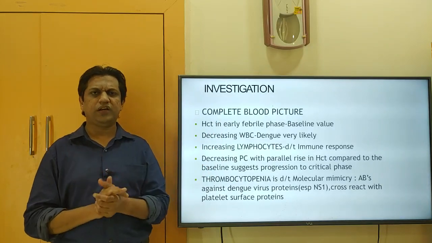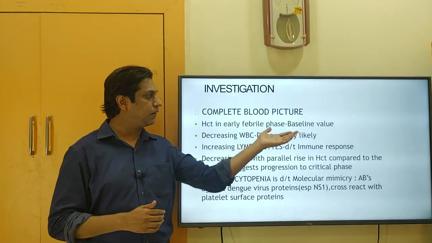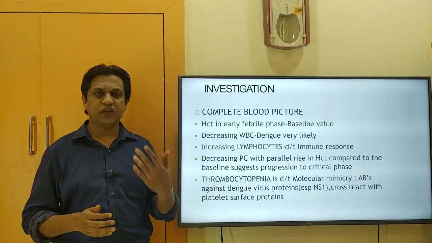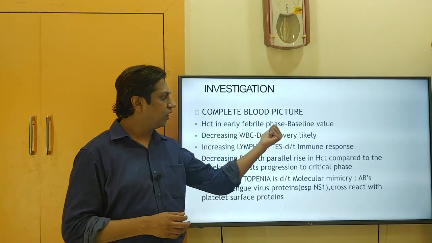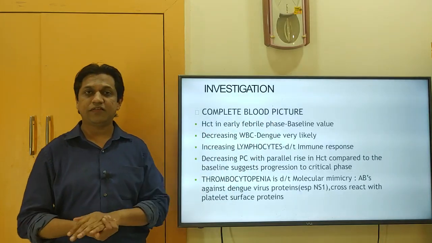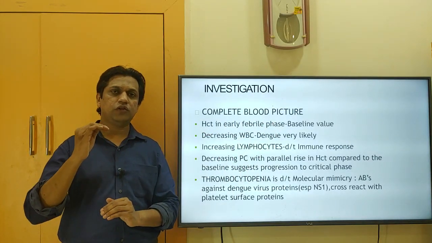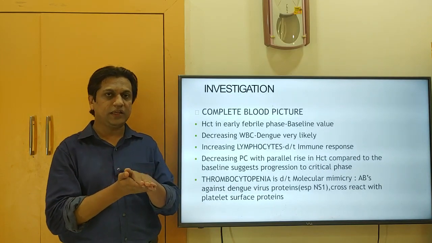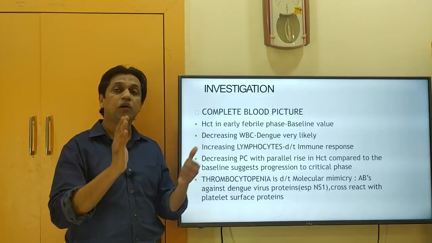So generally for any disease we just do the routine blood investigations like complete blood picture. So here complete blood picture like hemoglobin, RBC, WBCs, platelets and the hematocrit. So in the early phases the hematocrit level will be at the baseline, but when the disease progresses to dengue hemorrhagic fever, that is the next stage, due to the plasma leakage there will be hemoconcentration, that is hematocrit value will be raised up.